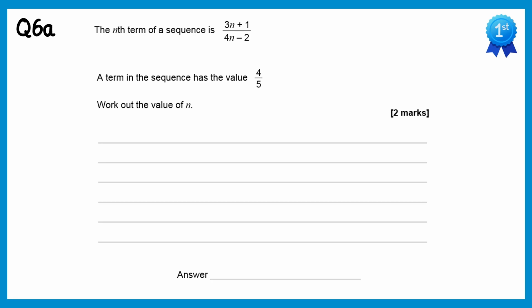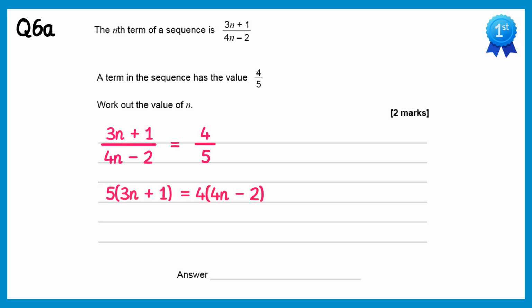In this question we have a sequence with an nth term, and we need to find out when it equals 4/5. To do this, set the nth term equal to 4/5. To solve this equation we can cross multiply, so on the left we get 5 lots of 3n plus 1, and on the right 4 lots of 4n minus 2. You can expand these brackets, which will get you 15n plus 5 and 16n minus 8.